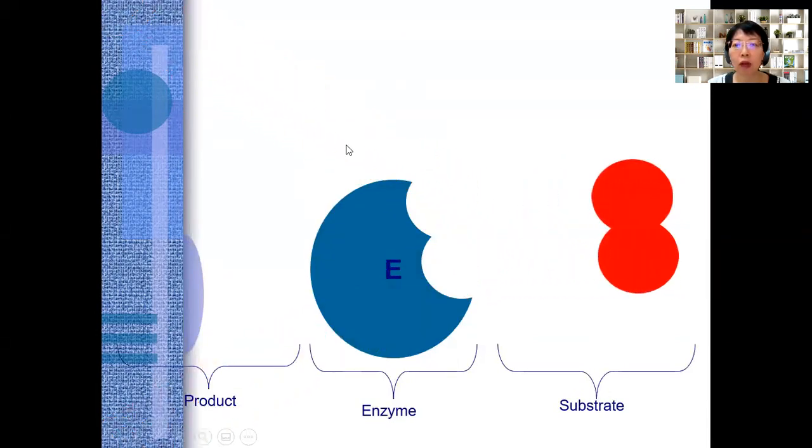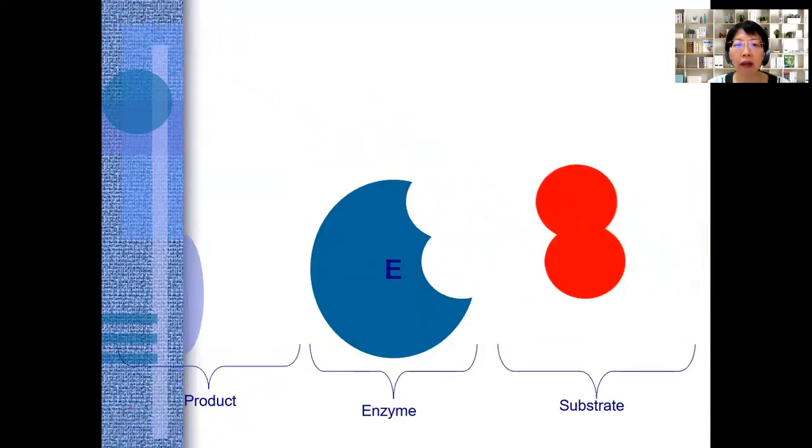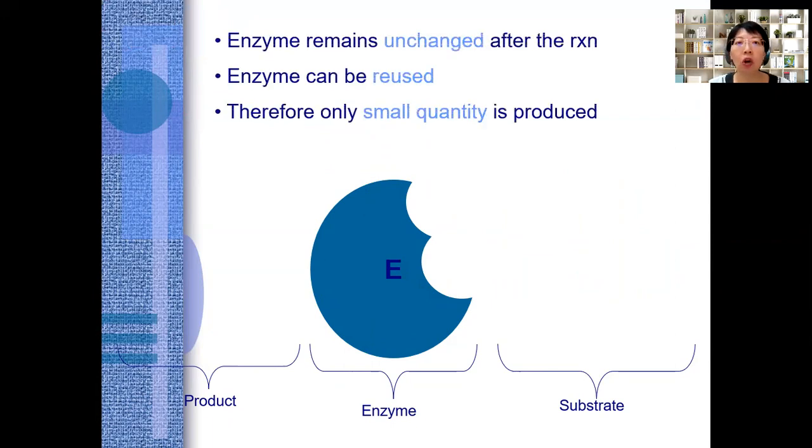So the substrate will come and sit in the active site, the reaction will take place, and it is converted to product. This is how the enzyme catalyzes the reaction. You can see that the enzyme remains unchanged after the reaction, isn't it? So it can be used again and again, so only a small quantity is needed in our body.